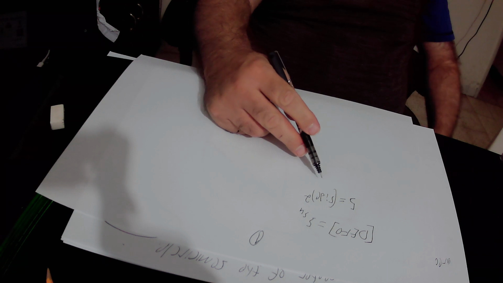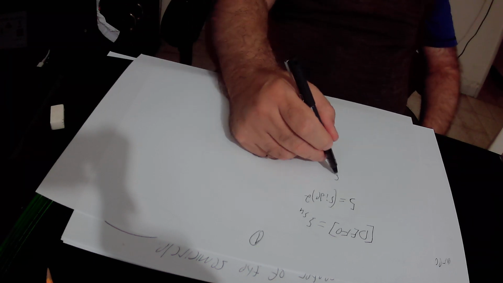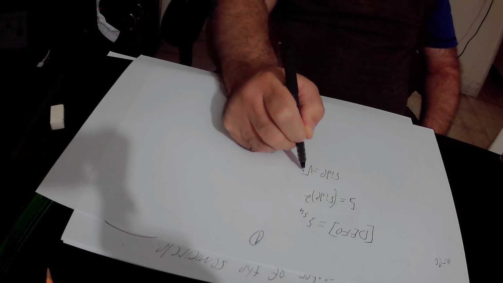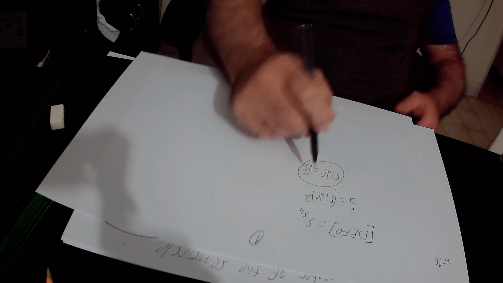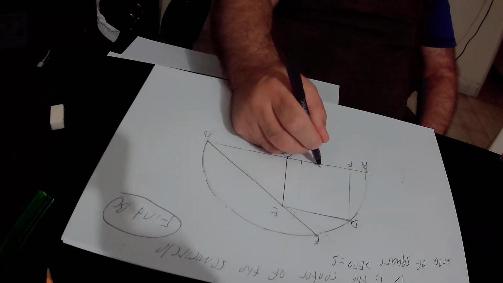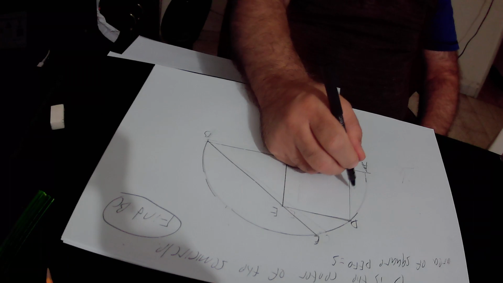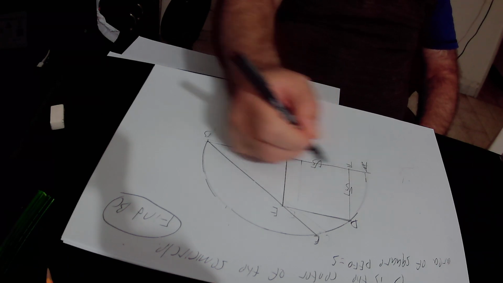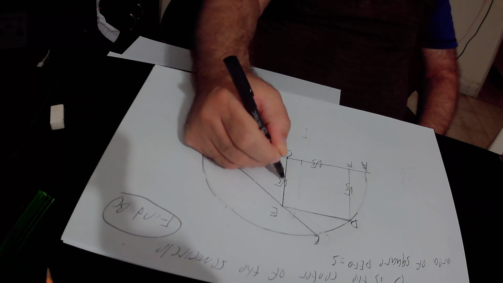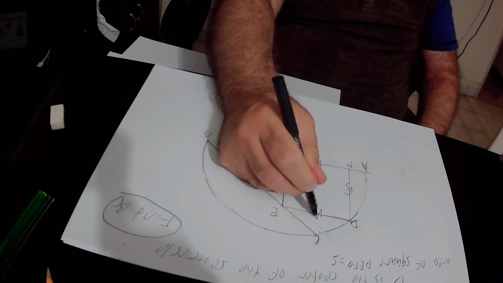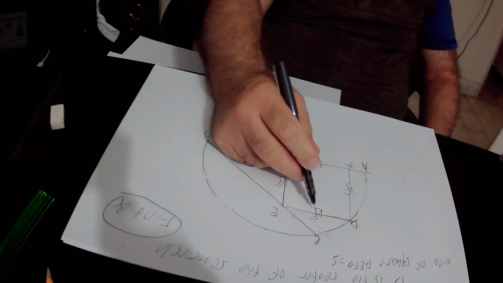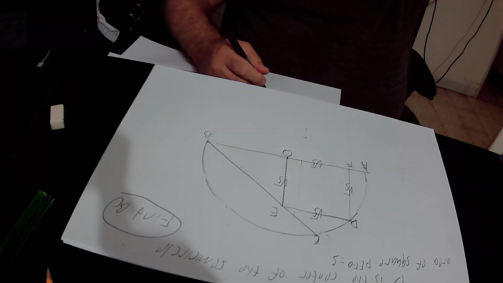Okay, so we'll take a root out of this equation and we'll find out that one side of square DEFO equals the square root of 5. So we can write here that FO equals square root of 5 units, DF also equals square root of 5 units, EO also equals square root of 5 units, and DE equals square root of 5 units.